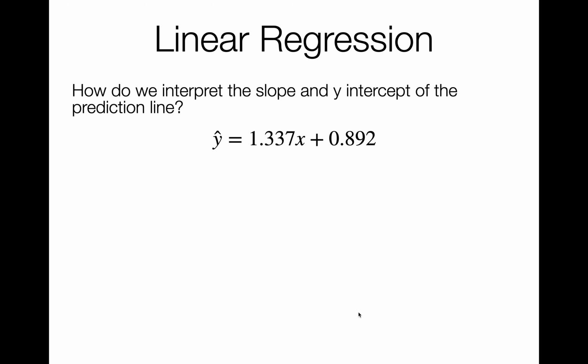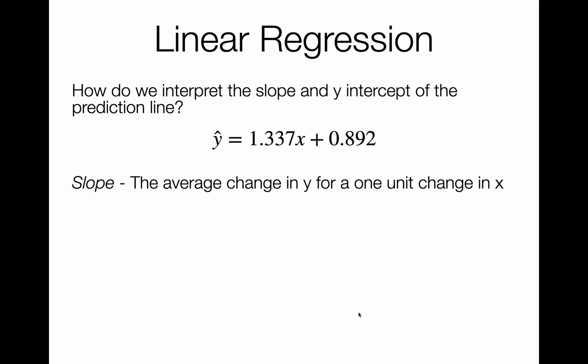What does that line tell us? And so in fact, what I'm interested in here is how do I interpret the slope and the y-intercept of this prediction line? Okay, and so this will take you back to interpreting the slope and y-intercept of a regular line. But these are, again, we're in the statistics world, and so they're going to be slightly different, and the difference is important. They're going to be slightly different than what you are used to.